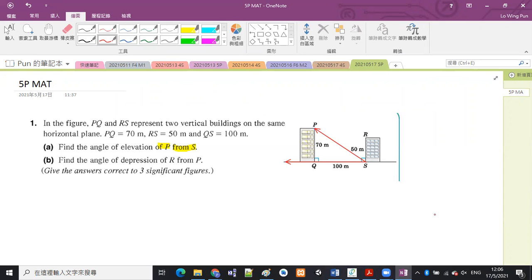Which one is the angle that I have turned? The arrow has turned. It should be this one, from this to this. So this one will be the angle of elevation. The angle of elevation of P from S will be this angle PSQ. The required angle is this angle PSQ. And you get this? Okay?